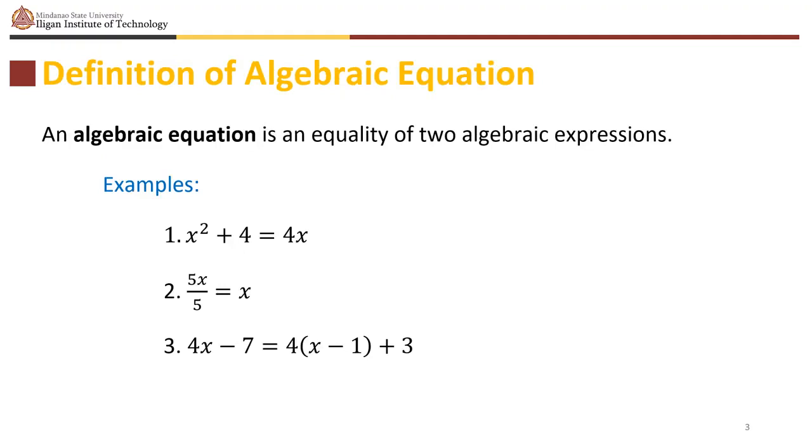We define an algebraic equation to be an equality of two algebraic expressions. For example, we have x squared plus 4 equals 4x, 5x over 5 equals x, and the third example here, 4x minus 7 equals 4 times the quantity x minus 1 closed quantity plus 3. Notice that x squared plus 4 equals 4x is not a linear equation, but it is an algebraic equation.